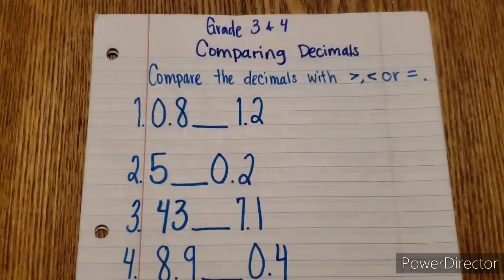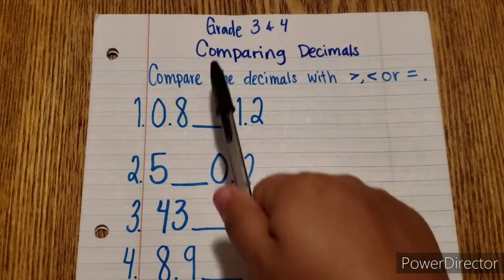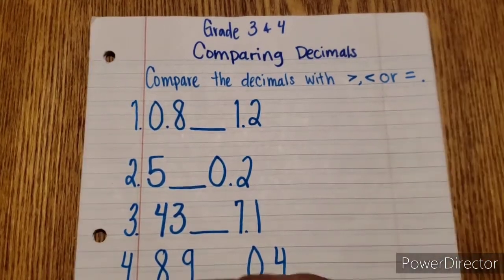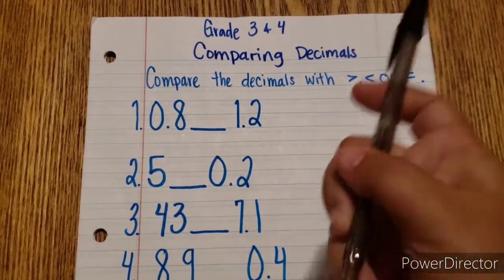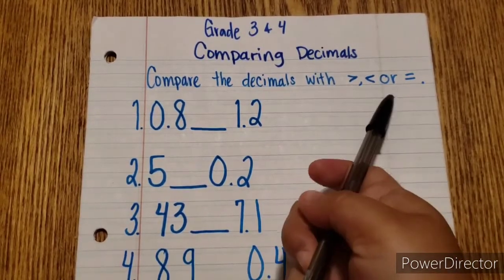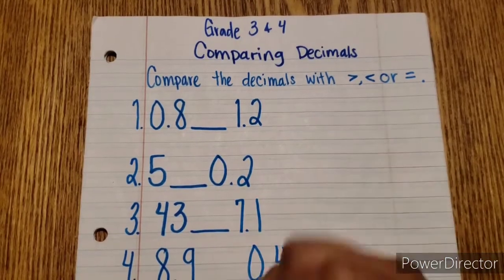Today we're going to get started with grade 3 and 4, comparing decimals. We need to compare the decimals with the greater than symbol, less than symbol, or equal symbol.